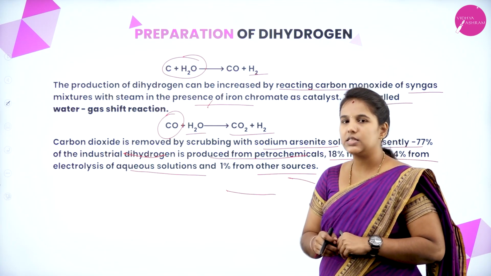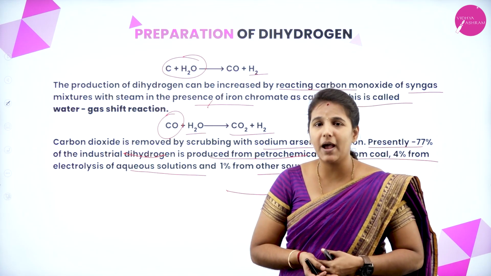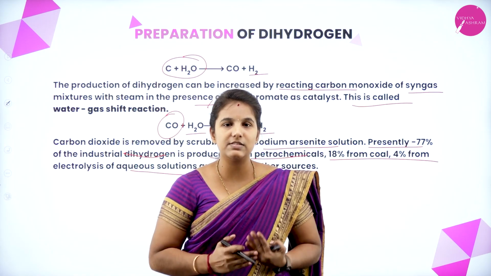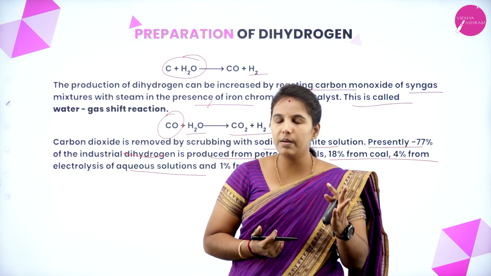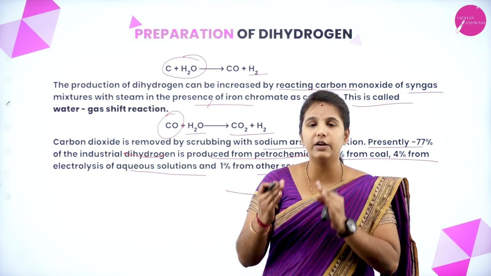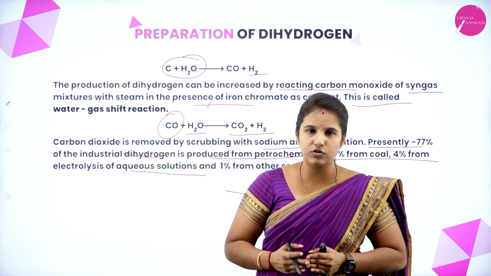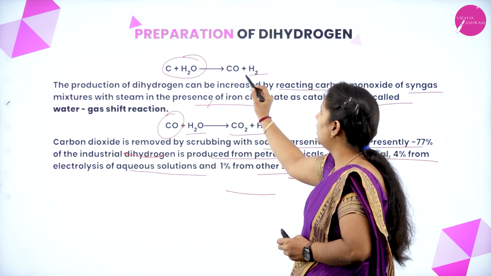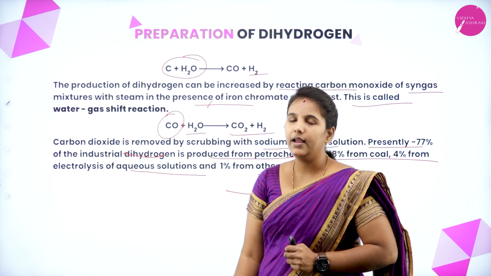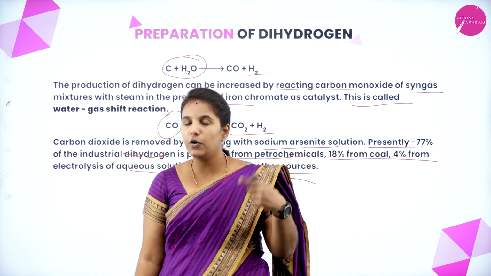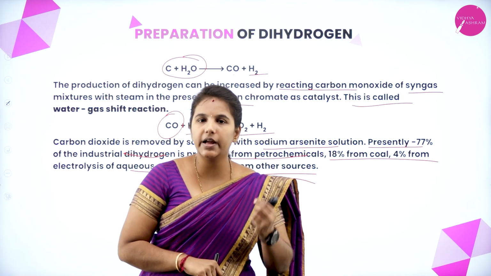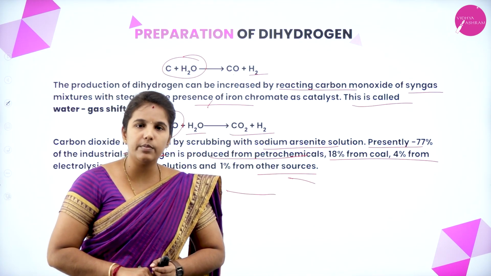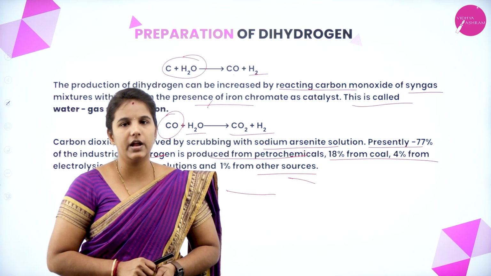So, this indicates how we can easily prepare dihydrogen by using coal as well as hydrocarbon. Remember, when it reacts with the hydrocarbon, it forms a mixture of carbon monoxide and hydrogen gas. When it reacts with the coke, it will form what? Again, carbon monoxide and hydrogen gas. In order to improve its production, we treat the carbon monoxide with water, so it will form carbon dioxide with the liberation of excess quantity of dihydrogen.